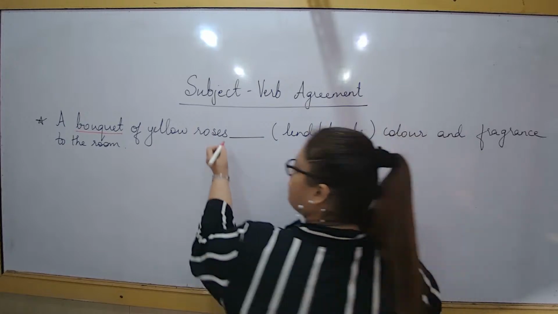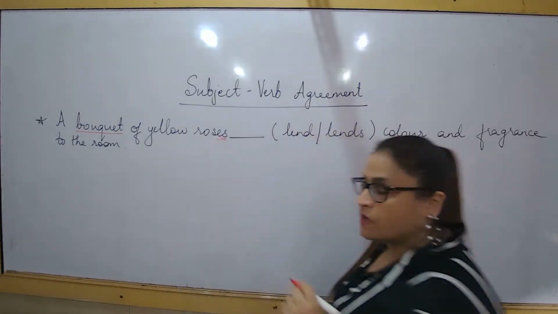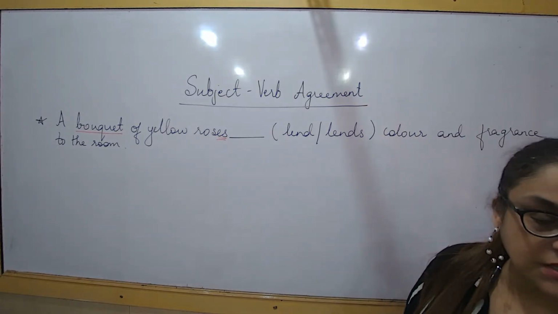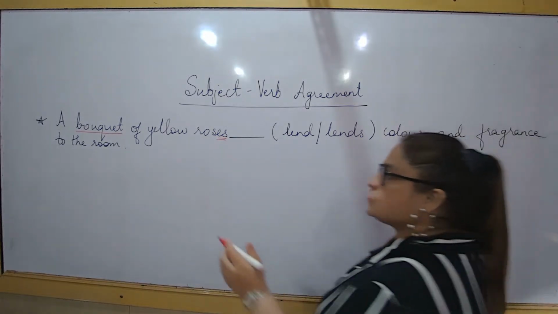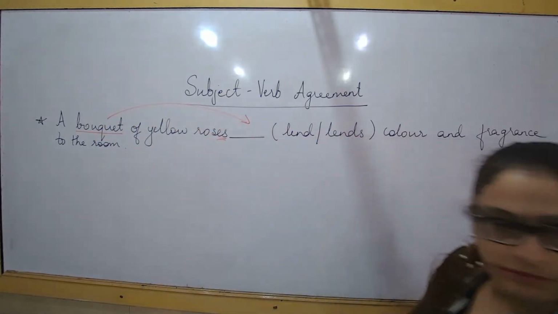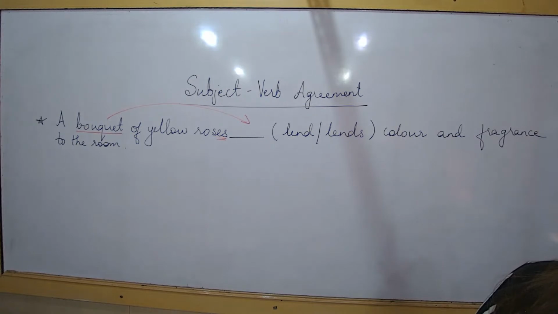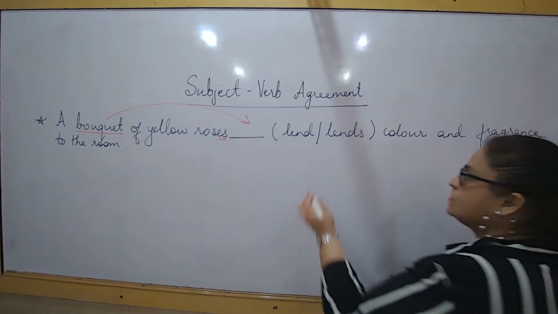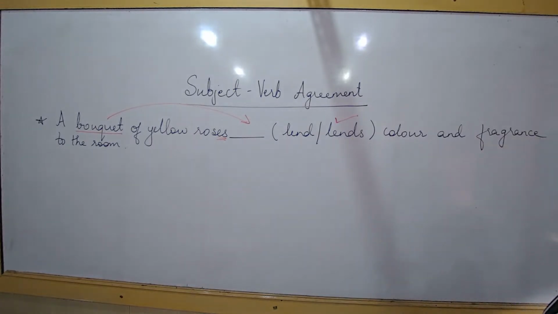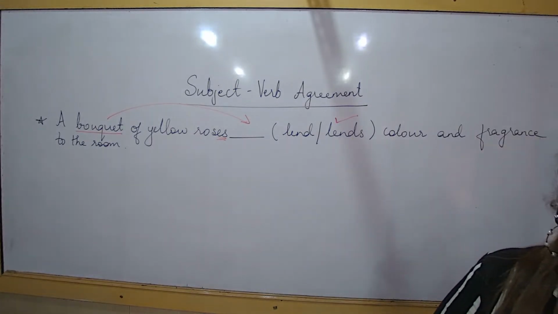So this is plural, right? But what are we talking about? A bouquet. One singular bouquet. So what will you say? A bouquet lends color or a bouquet lend color? A bouquet lends. So your answer will be lends. So this is rule number 1.